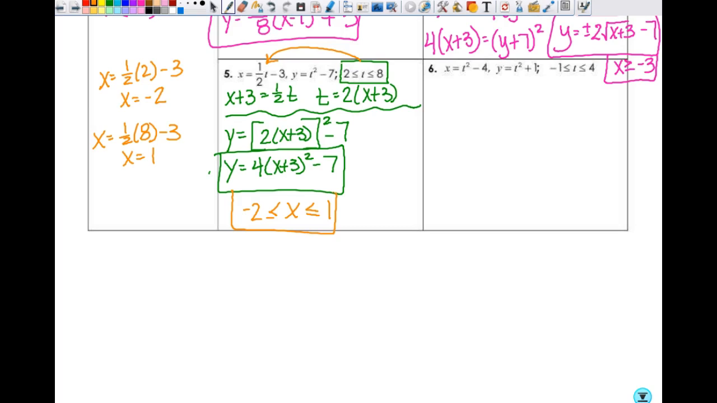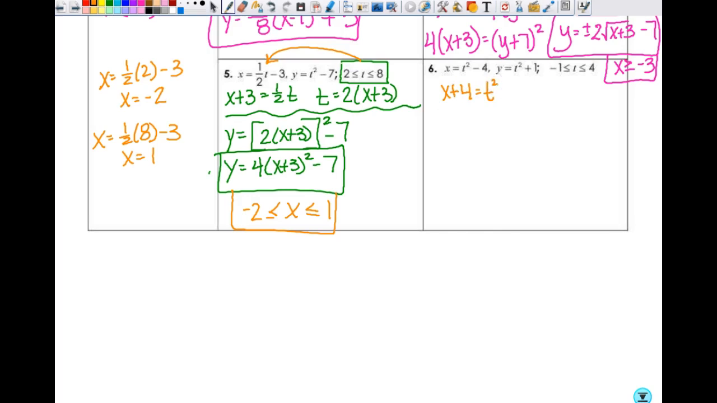All right, so we are going to do number 6 together because I want to show you where you don't have to go as far as some of you probably will think you have to. They both have squared in them, so one's not necessarily any easier than the other, but we'll use the x equation. So I'm going to do x plus 4 equals t squared.